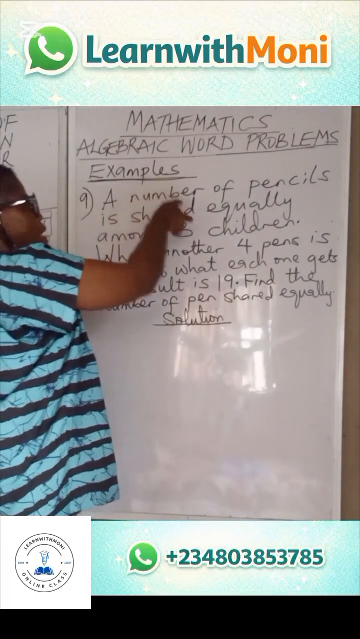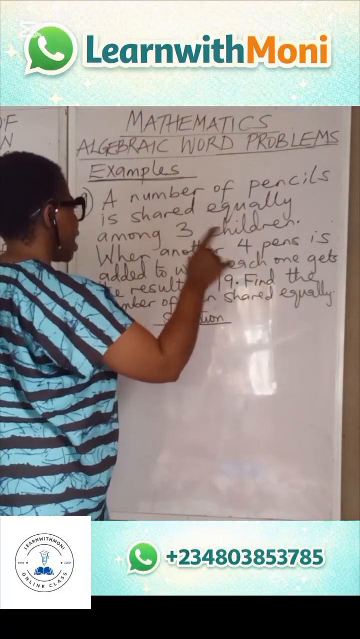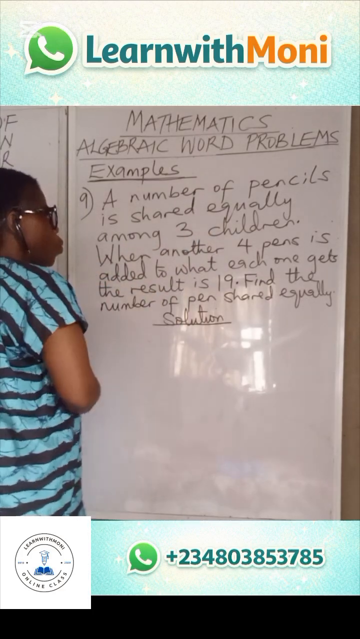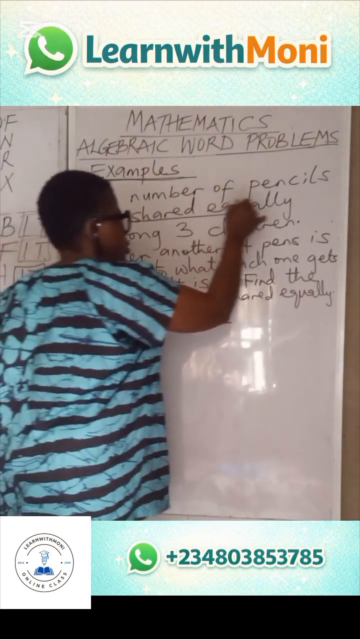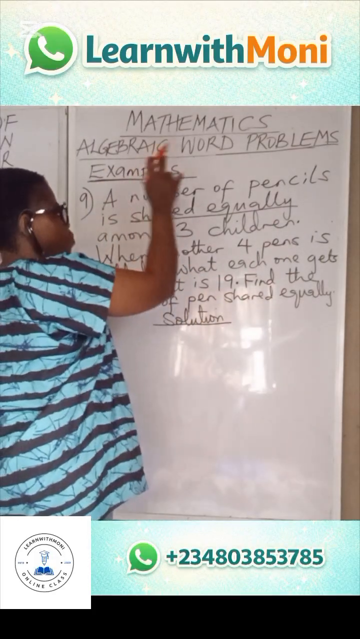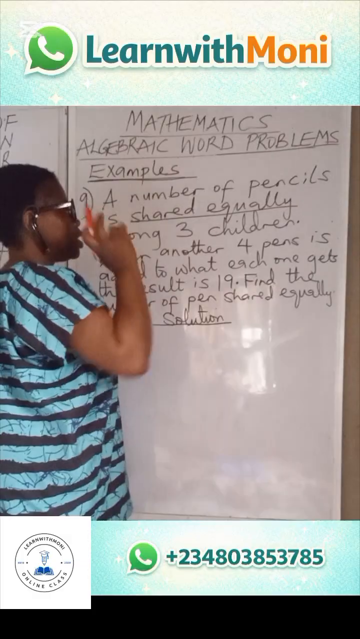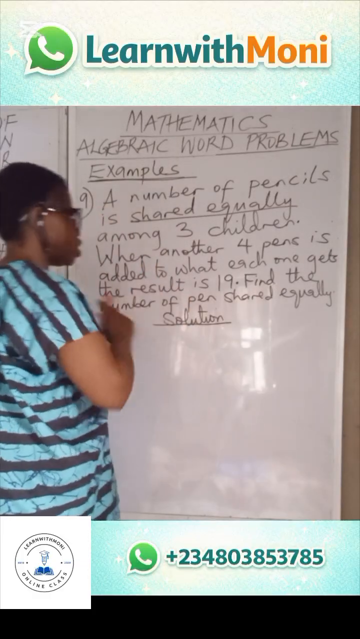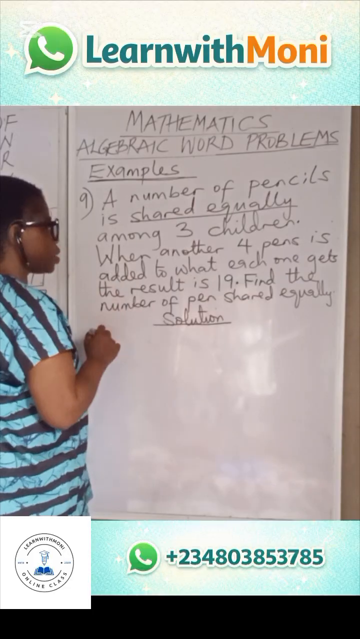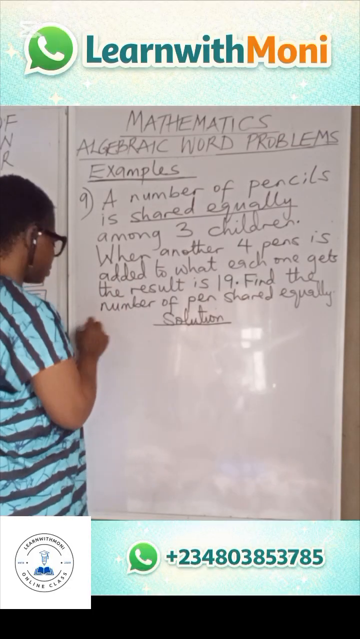A number of pencils is shared equally among 3 children. When you hear shared equally, that means division. That means a number of pencils is divided equally among 3 children. That number of pencils we do not know. Let us call that number of pencils x.